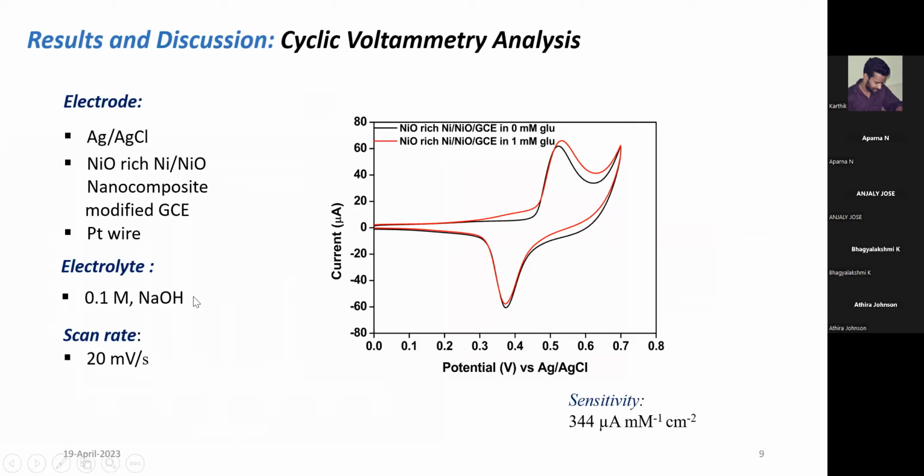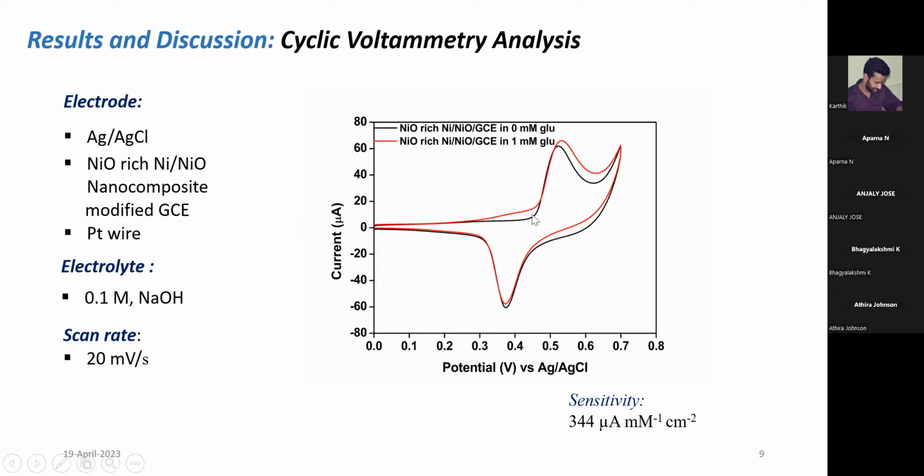To investigate the electrochemical activity and the glucose sensing ability of our composite, we performed cyclic voltammetric analysis. For this, we used a 3-electrode cell setup with Ag/AgCl as reference electrode, nickel oxide-rich nickel-nickel oxide nanocomposite modified glassy carbon electrode as working electrode, and platinum wire as counter electrode in 0.1 molar NaOH electrolyte. Here we performed CV over a potential window of 0 to 0.8 volt at a scan rate of 20 millivolt per second.